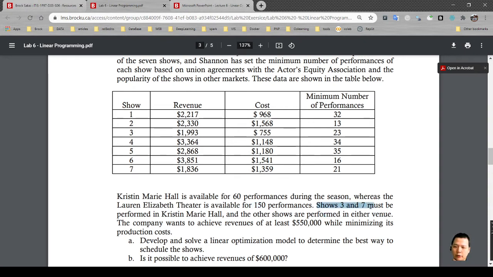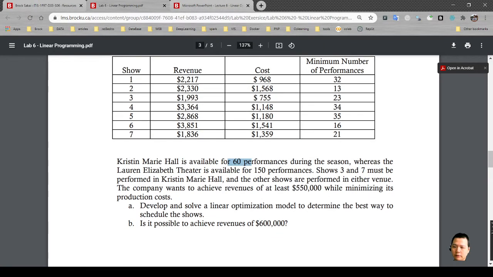And shows like show 3 and 7, these two products must be in the KMH, which means these two together should be less than or equal to 60. And others are probably either venue, so for others we don't care. We just need to make sure the first thing is the total won't exceed 210, and the shows in 3 plus the shows in 7 should be less than or equal to 60.